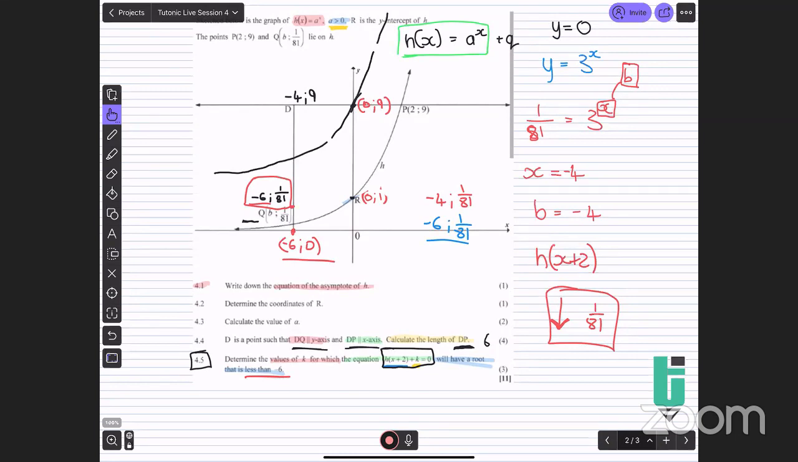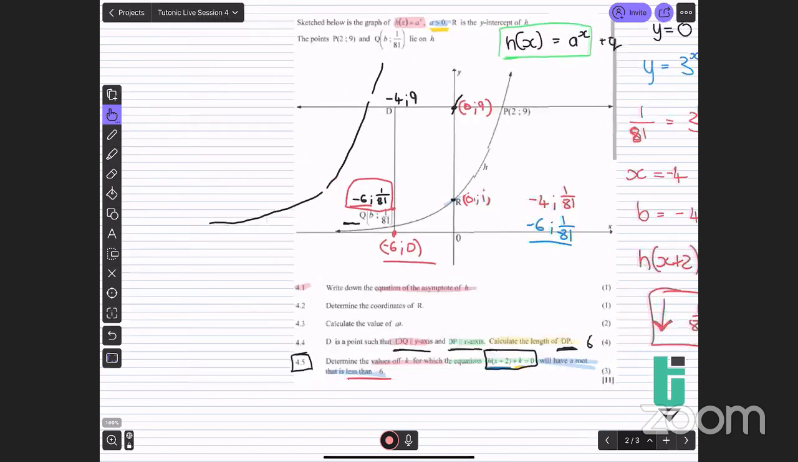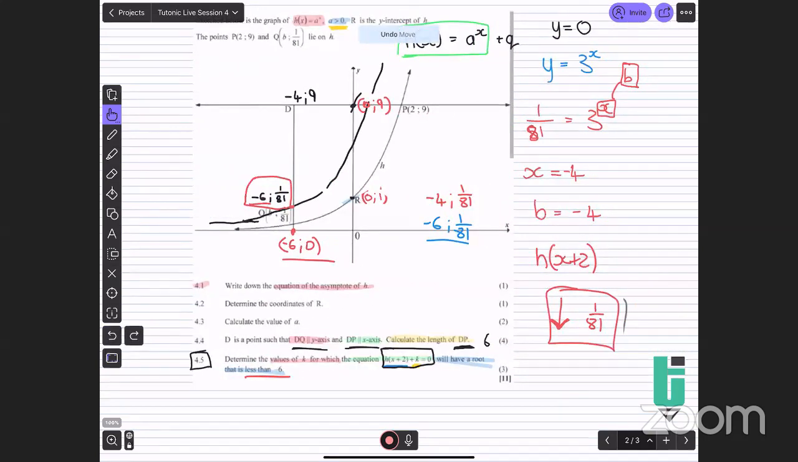So that's why you can only move it up until this point. That's why they asked you at the beginning, the equation of the asymptote is the x-axis. So as soon as you move the graph above the x-axis, there will no longer be a root. In fact, there was never a root to start off with. Only when you move the graph down is there a root.